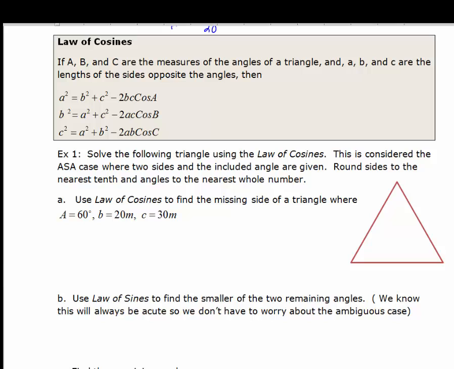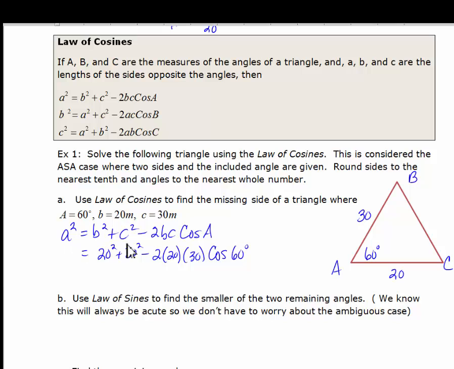And so we'll start off with this first example. We're going to solve the following using the law of cosines, which is the same example we attempted to solve using the law of sines. So, as always, I think it's a good idea to draw the triangle and label it. So I've labeled the triangle. And so the first thing that we can do is actually find side A. Since we're given angle A, we can see up here that the formula that has angle A in it is a squared equals b squared plus c squared minus 2bc cosine A.